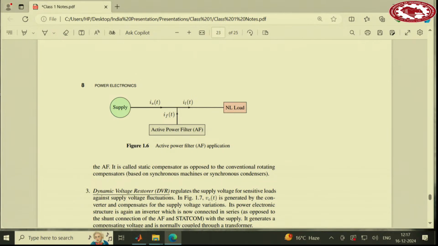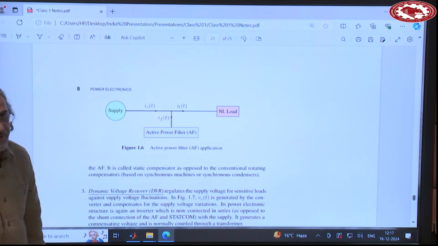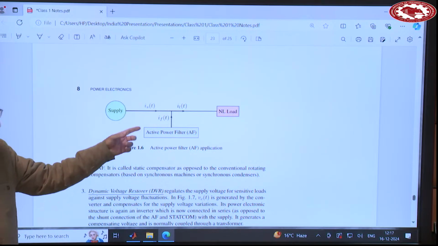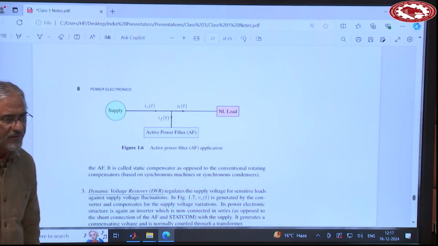So the active power filter here is a power electronic converter that generates the harmonics that the load needs locally. So therefore, this current remains sinusoidal.